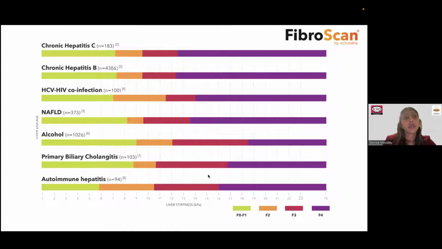So just use this as a reference, depending on whether it's a viral hepatitis, non-alcoholic fatty liver disease, alcohol, primary biliary cholangitis, or autoimmune hepatitis, all have different values. But this can essentially tell you the stage of fibrosis you're dealing with.